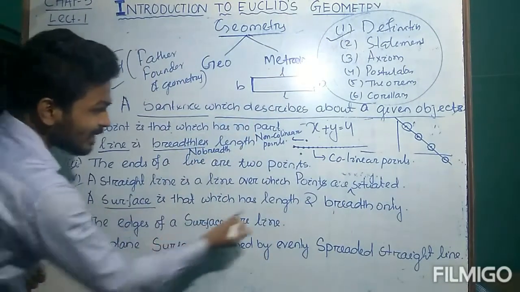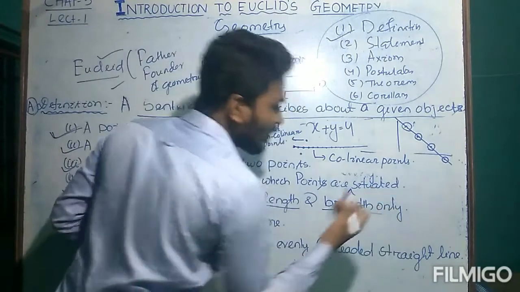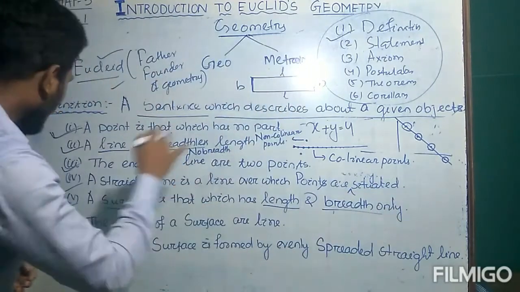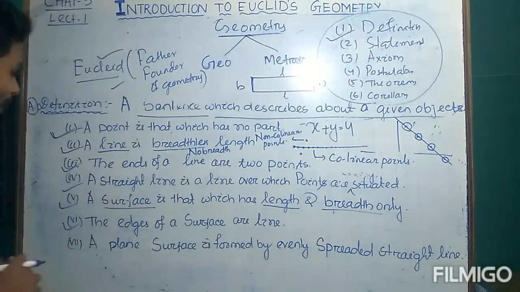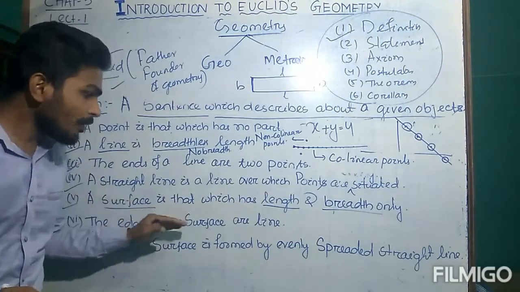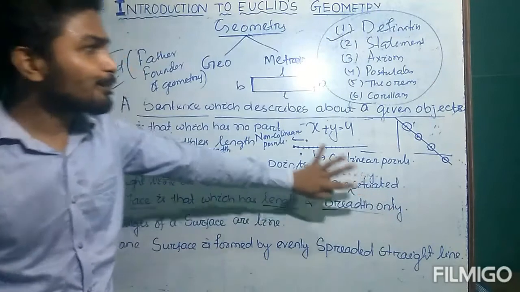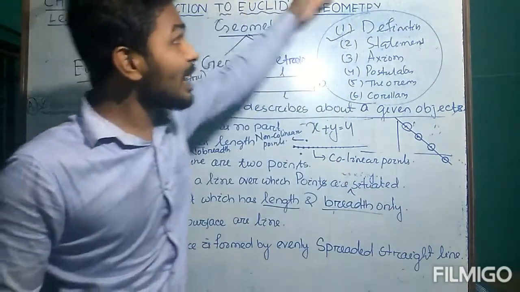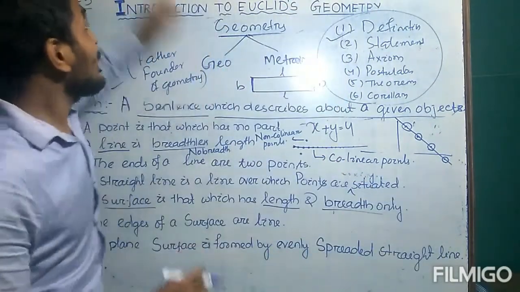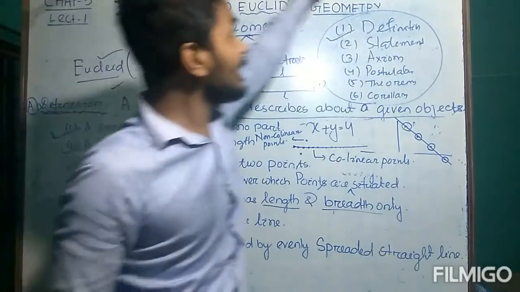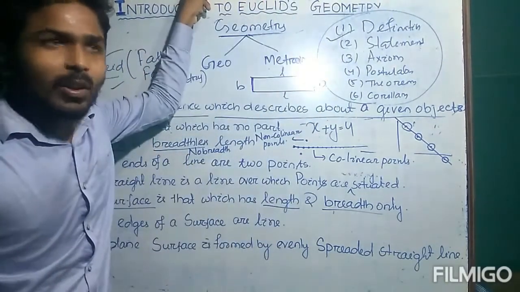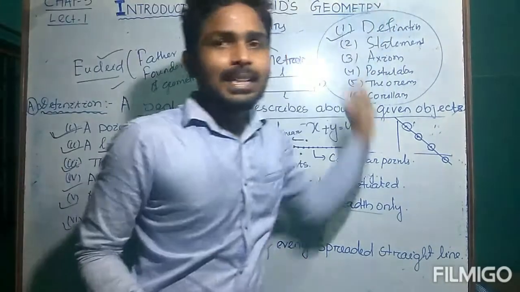A surface has length and breadth only. Now understood? Sixth point: the edges of a surface are lines. It is a surface. Now this surface has length and breadth. Now this length is a what? It is a line or not? Yes, it is a line.